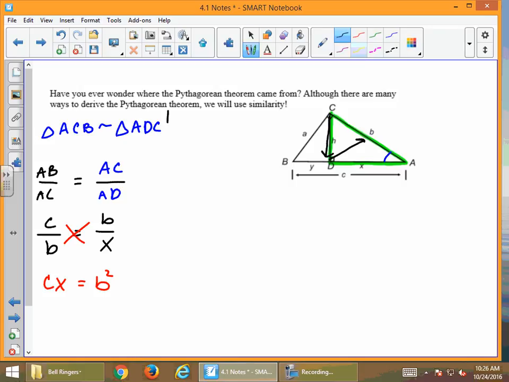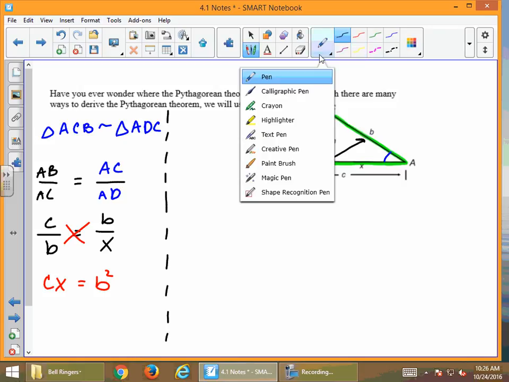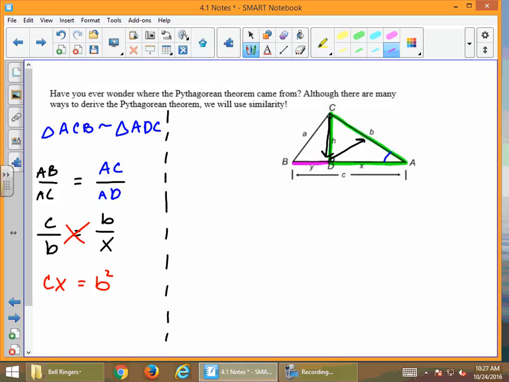We're going to do exactly the same thing with this other little triangle, this one right here. They are also similar because, again, they both have a right angle. This angle is a right angle, and they both share angle B. So we know they're similar. Okay. We're going to do the same thing.